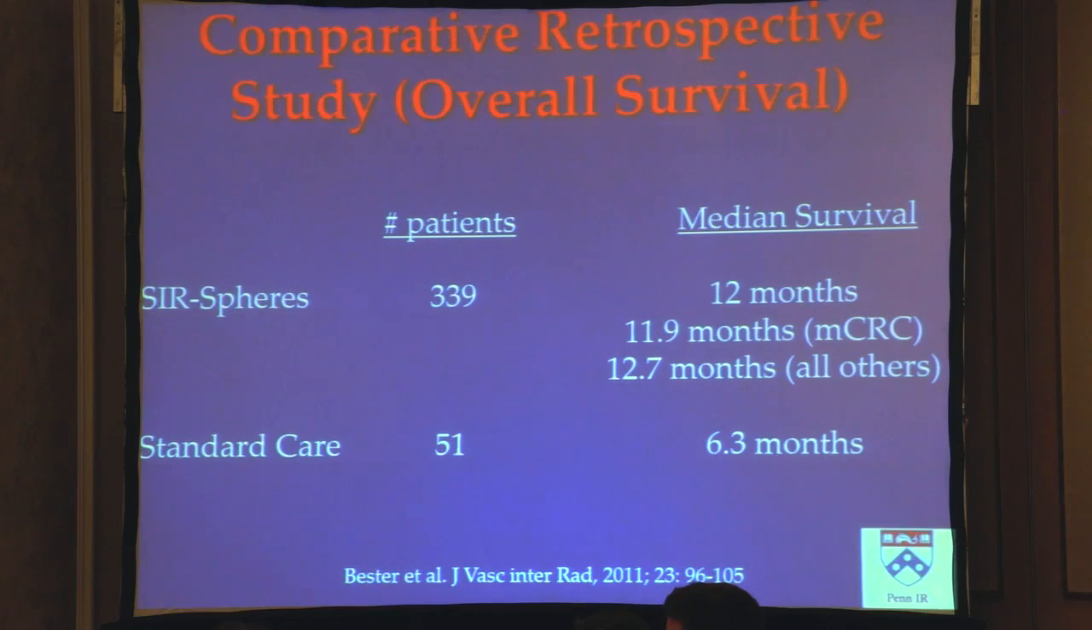Now, what we mean by standard care in these particular patients, these were patients who really were not responding to anything else. They had tried first, second, third line chemotherapy. Nothing else was really working. So this was an effort to try to improve their overall survival.